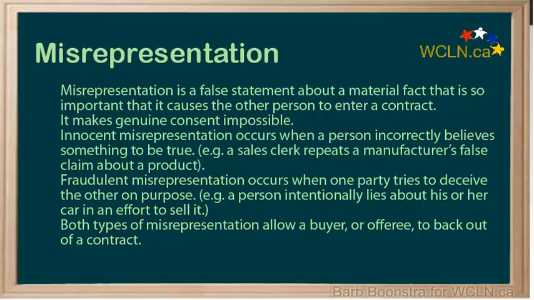Innocent misrepresentation occurs when a person incorrectly believes something to be true. For example, a sales clerk repeats a manufacturer's false claim about a product. Fraudulent misrepresentation occurs when one party tries to deceive the other on purpose. For example, a person intentionally lies about his or her car in an effort to sell it. Both types of misrepresentation allow a buyer or offeree to back out of the contract.